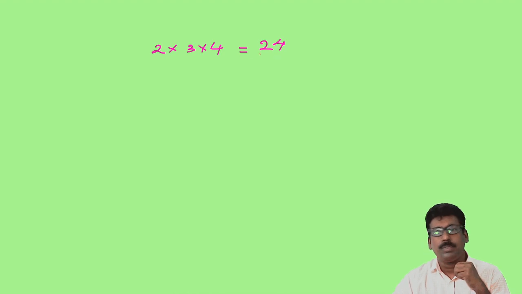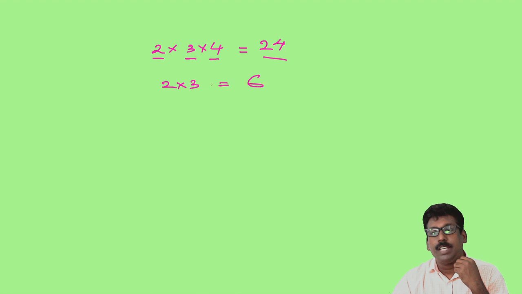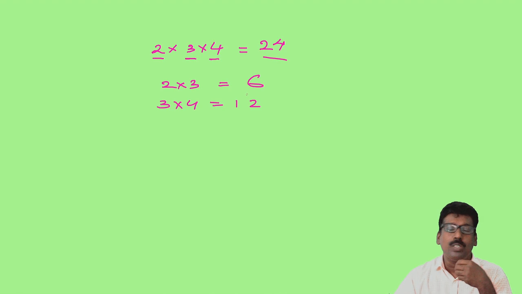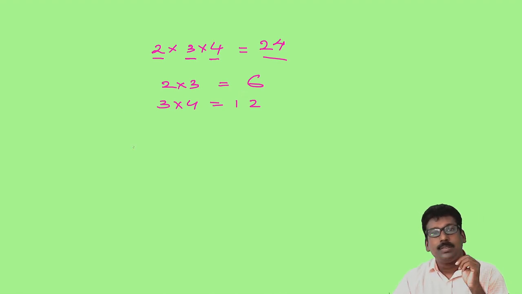Now take 2 into 3 into 4. 6 into 4, it is 24. Now, 2, 3, 4 are the factors of 24. What about 2 into 3? Yes, 6. That is also a factor of 24. Similarly, 3 into 4, 12. That is also a factor of 24. This is true in the case of polynomials also.